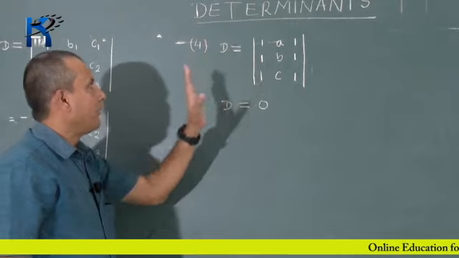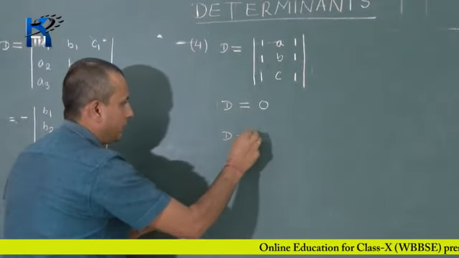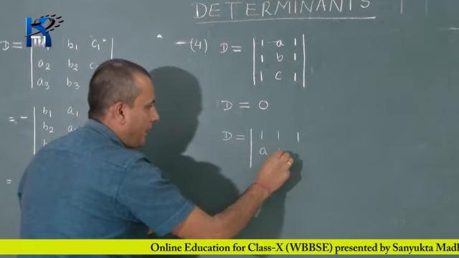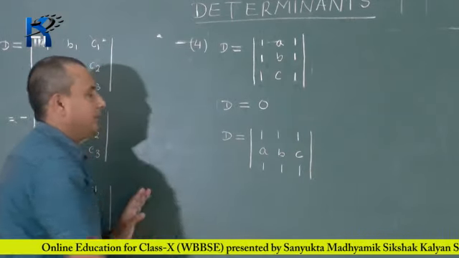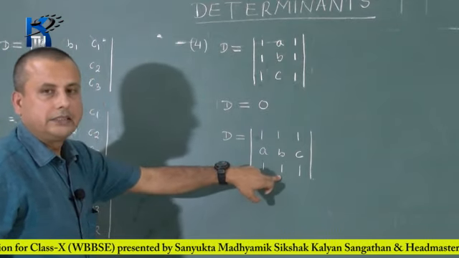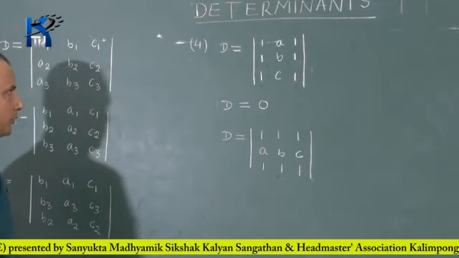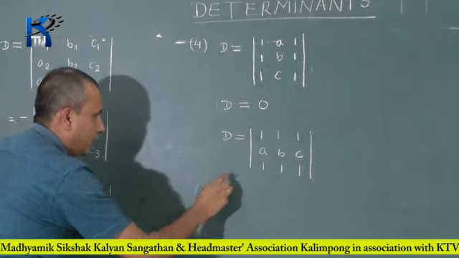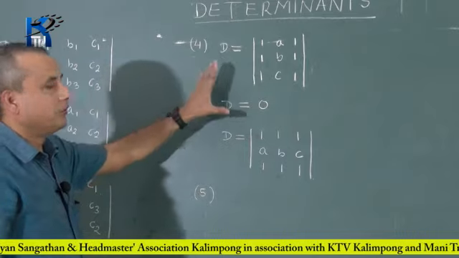This property is applicable not only in case of columns, it is applicable to rows also. Now, let us suppose the same thing I'll write over here, 1, 1, 1, A, B, C and 1, 1, 1. In this case, the first row and the third row are the same or identical. Then the value of the determinant is equal to 0. Now, this is an important property. Prove-without-expansion type of questions will use this property.